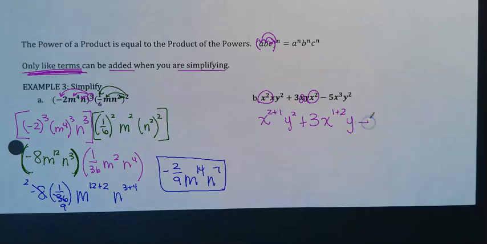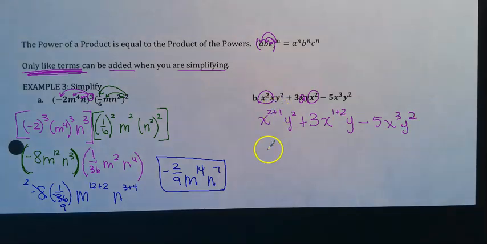And then minus, here we have an x cubed and a y squared, so those are already as is. There's nothing to combine. So minus 5x cubed y squared. Okay, so x to the 2 plus 1 is cubed, so this is x cubed y squared plus 3x to the third, or x cubed y, minus 5x cubed y squared.